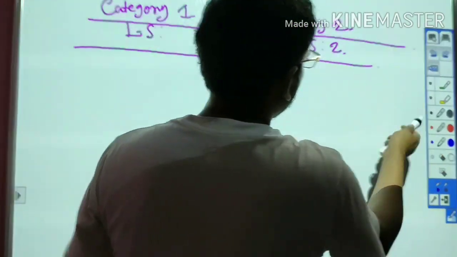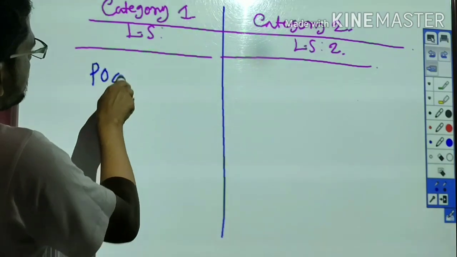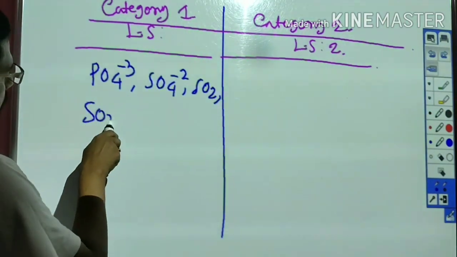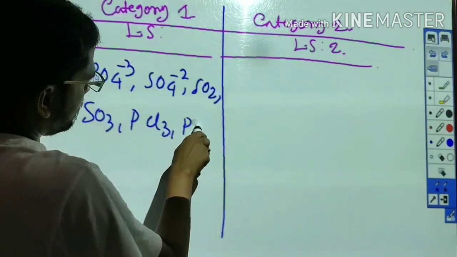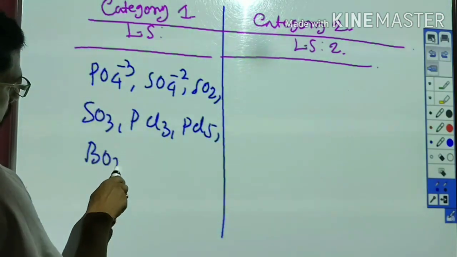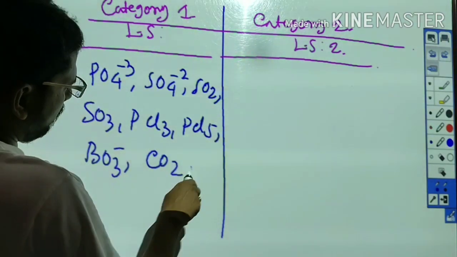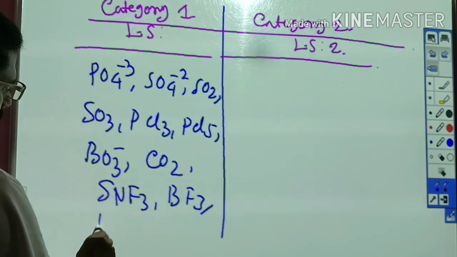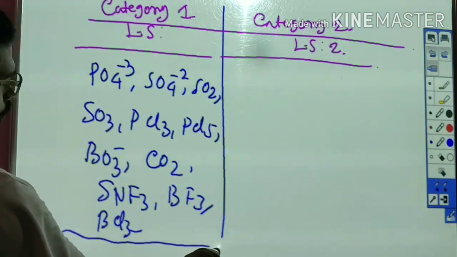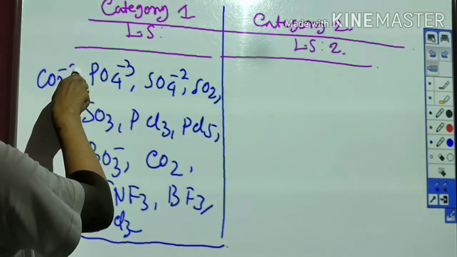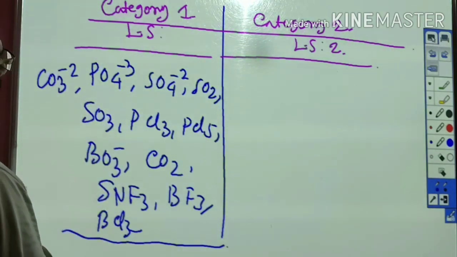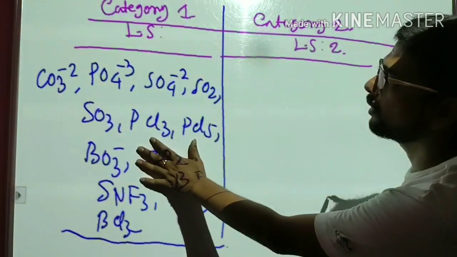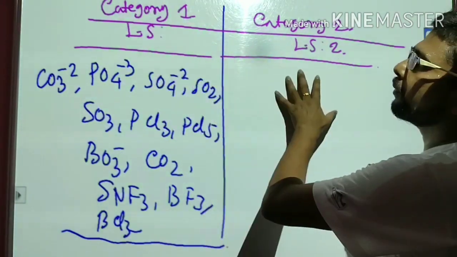Here I have shown PO4 minus 3, SO4 minus 2, SO2, SO3, PCl3, PCl5, BO3 minus, CO2, whatever, SnF3, BCl3, BF3, BCl3 like that, CO3 minus 2. Okay, these are the structures I showed you yesterday, and the formula is the same for both of these two categories.